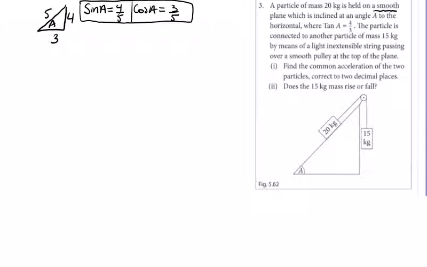So we're told it's connected to this 15 kilogram particle by a light inextensible string over a smooth pulley, and we need to find the common acceleration of the two particles. So we've no mu involved here. So let's look at our 20.